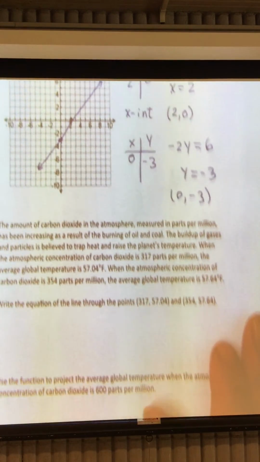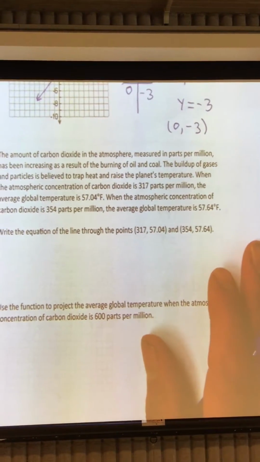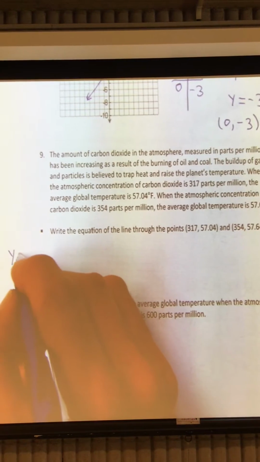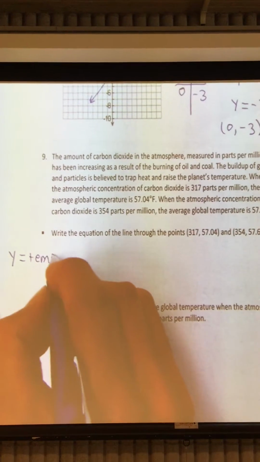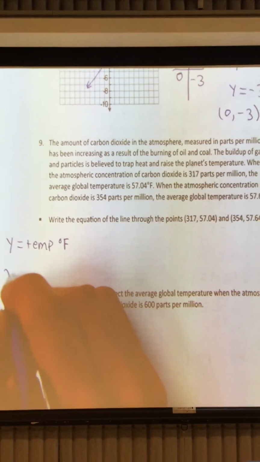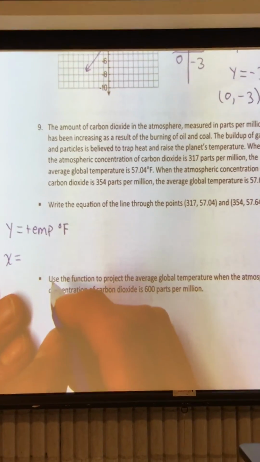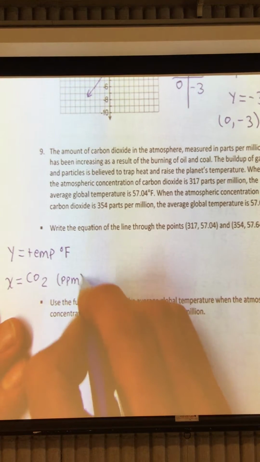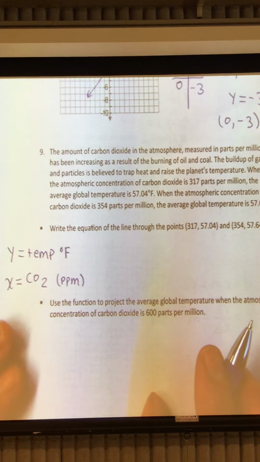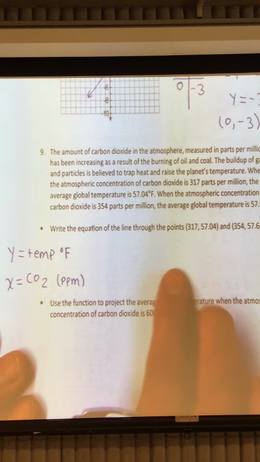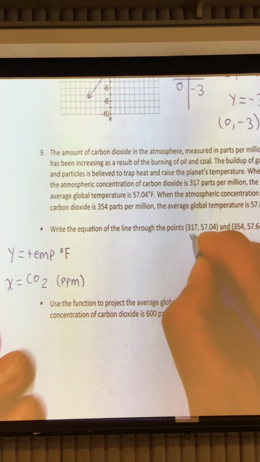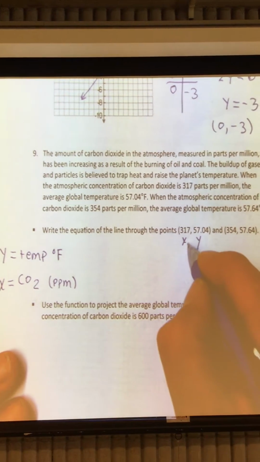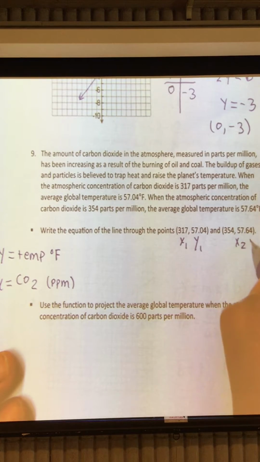Problem number 9, application problem. We are given the function, let's call it y, and this will be the temperature, the average global temperature in degrees Fahrenheit, and our variable, we can name it x, and this will be the CO2 concentration measured in parts per million. So now that we have our variable and function defined, we are given 2 points. This is the x, or the CO2 concentration, and this is the y, or the global temperature. And we can label that as our first ordered pair, and this one as our second ordered pair.